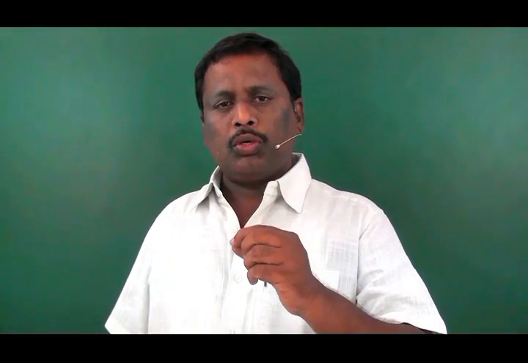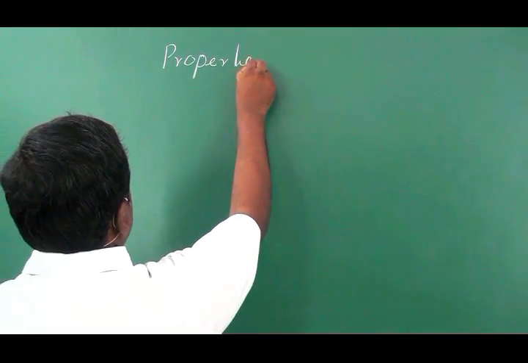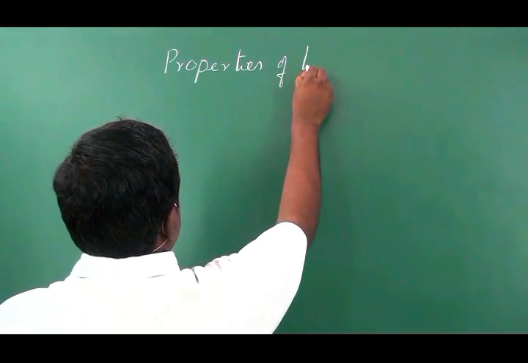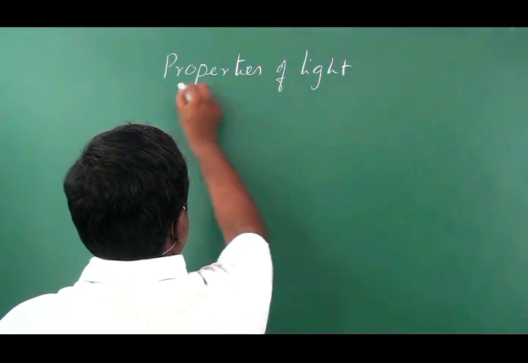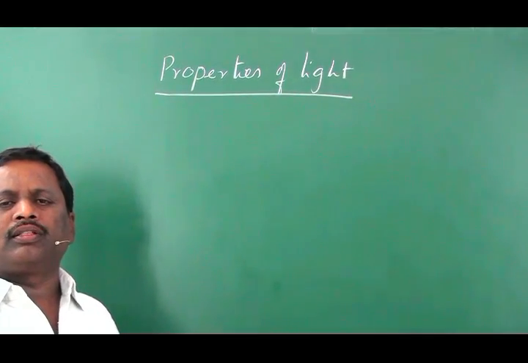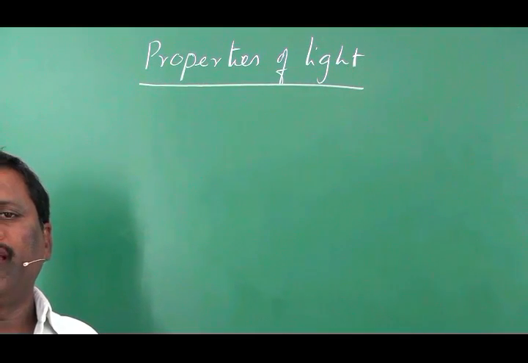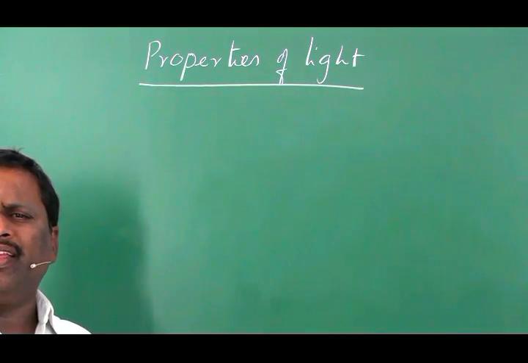Similarly, while observing the structure of an atom also, light has its role. So let us first observe the properties of light. Properties of light. Light is nothing but an electromagnetic radiation.